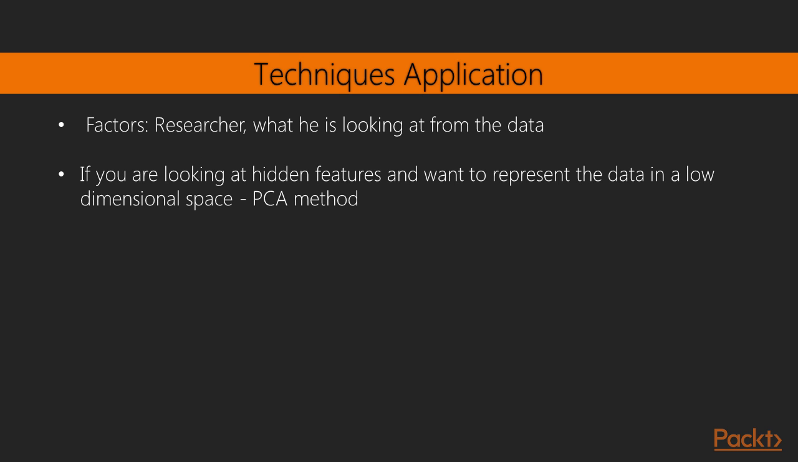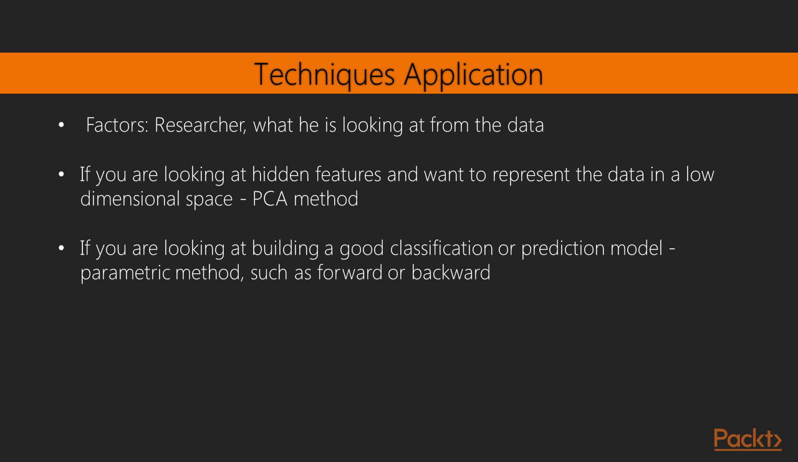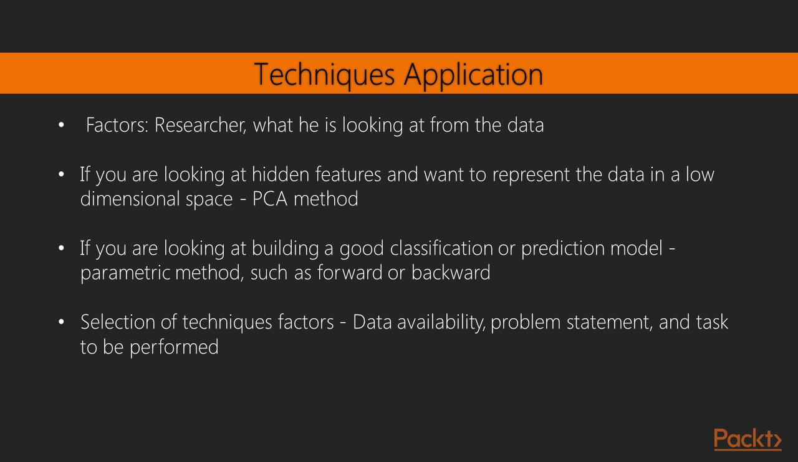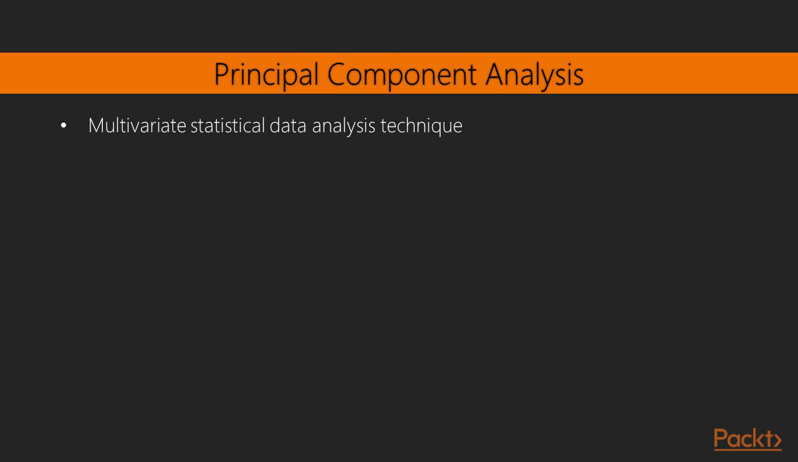If you're looking at hidden features and want to represent the data in a low-dimensional space, PCA is the method one should choose. If you're looking at building a good classification or a prediction model, then it's not a good idea to perform PCA first. You should ideally include all the features and remove the redundant ones by any parametric method, such as forward or backward selection. Selection of techniques varies based on data availability, the problem statement, and the tasks that someone is planning to perform. Let's take a look at principal component analysis.